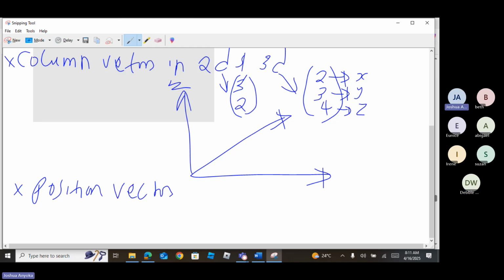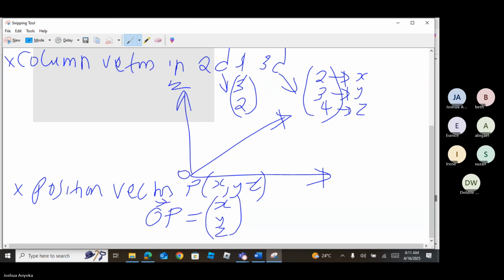Position vectors are actually coordinates in terms of x, y, z, but coordinates are given with reference to the origin. So we have now the vector OP, which will be (x, y, z). This is actually coordinates, but now they are written in a column form, in a column vector. So we call them position vectors.